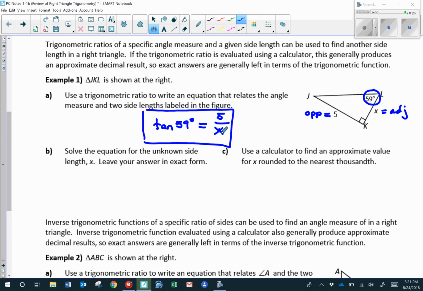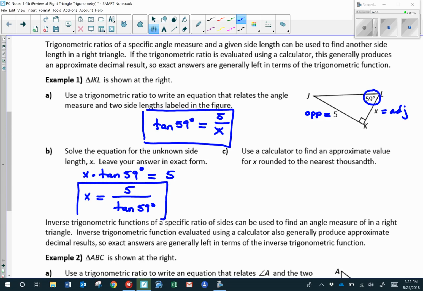In part B, we're asked to solve that equation. The first thing that I'm going to do is to multiply through by the least common denominator. Well, there's only one denominator, so I'm going to multiply through by x in order to clear any denominators from the equation. So I get x times the tangent of 59 is equal to 5. Then to solve for x, we can divide through by the tangent of 59 to get x is equal to 5 over the tangent of 59 degrees. That is as far as we can go without a calculator, so that is our exact answer.